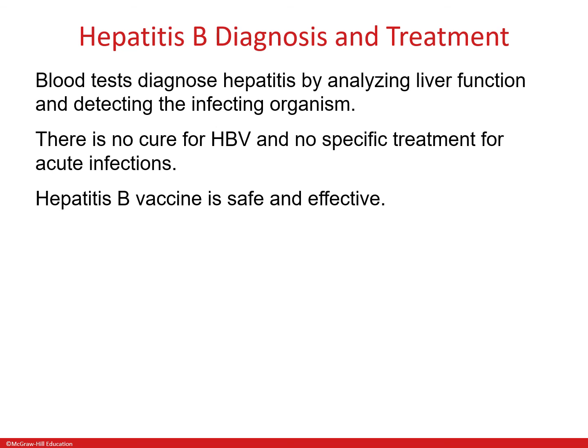The vaccine for hepatitis B is safe and effective. Immunization is recommended for everyone under the age of 19 and for all adults at increased risk, including people who have more than one sexual partner in 6 months, men who have sex with men, those who inject drugs, and healthcare workers who are exposed to blood and body fluids.